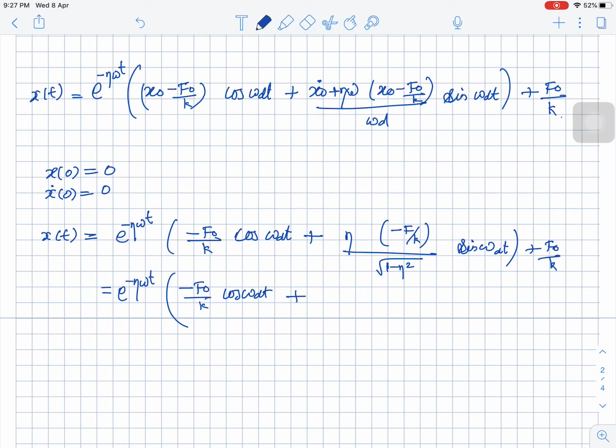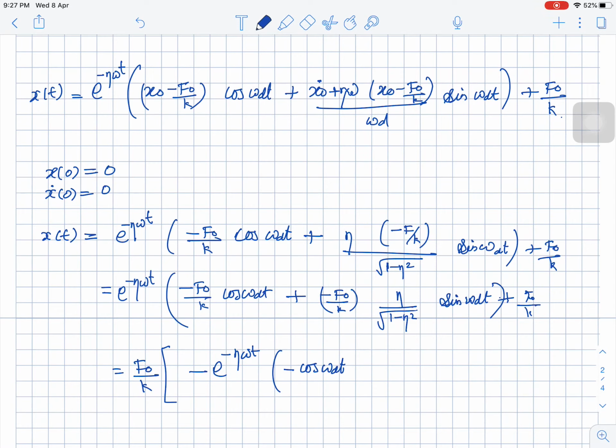Now we will have this formula: minus f naught by k, zeta divided by root of 1 minus zeta square, sine of omega d t, plus f naught by k. We will take f naught by k common, so we get f naught by k times 1 minus e power minus zeta omega t, cos omega d t.